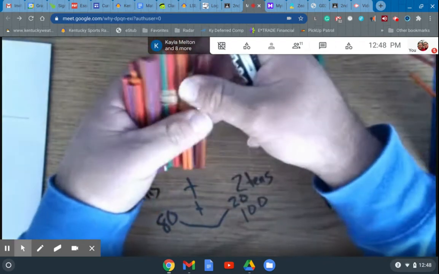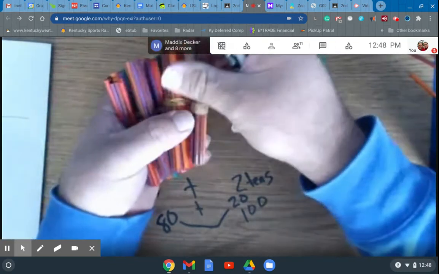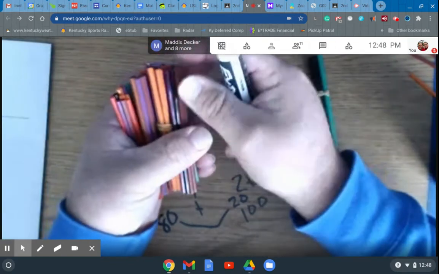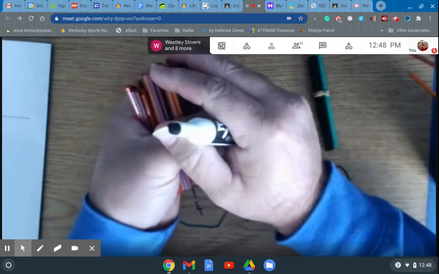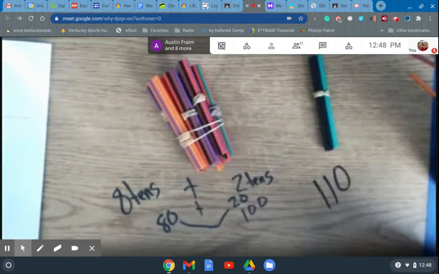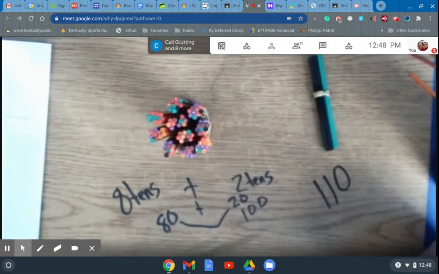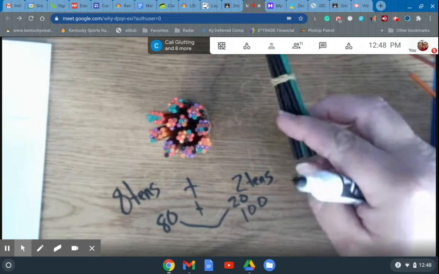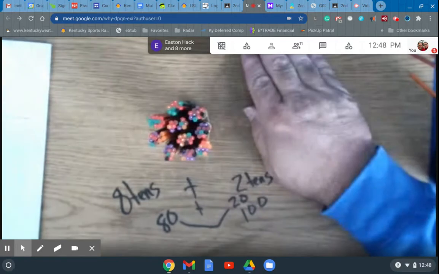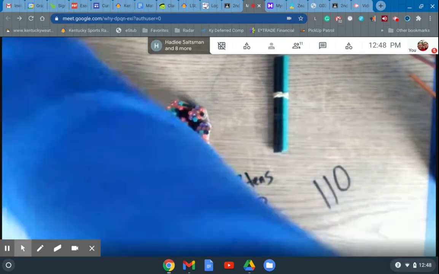So Callie says that 8 tens right here and 2 more tens makes 10 tens. And we talked about yesterday, anytime we have 10 of something, we bundle it together, and boom, it turns into that. Okay? And I'm gonna kind of stand it up so you can see. And then I've got 10. So I've got 110. And she said it was 110, and that's how we write it.